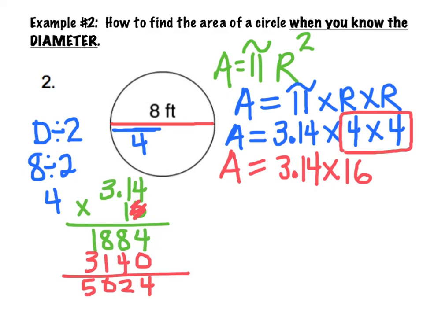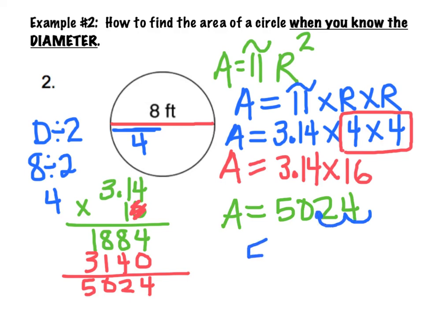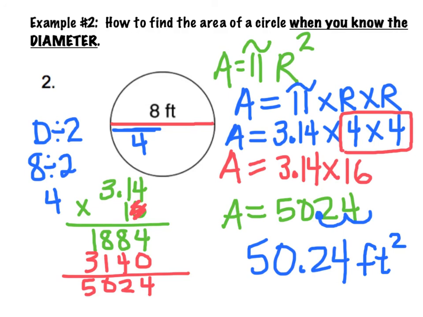And to finish this answer, we have to put our decimal point in. So we want to look back at our question. The 1 and the 4 are the numbers behind the decimal. So to finish up this question, I'm going to say A equals 5024. I'm going to move the decimal point back 2 times. So my final answer is going to be 50.24. Look back at your problem. We are using feet to measure this circle. So I am going to put feet with a little exponent of 2 for feet squared. Final answer for example 2, 50.24 square feet.